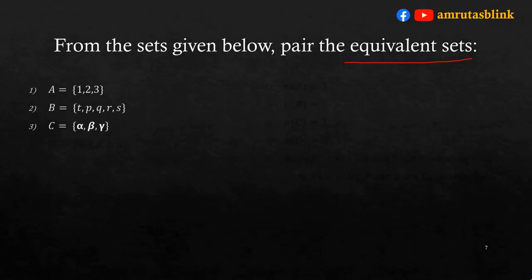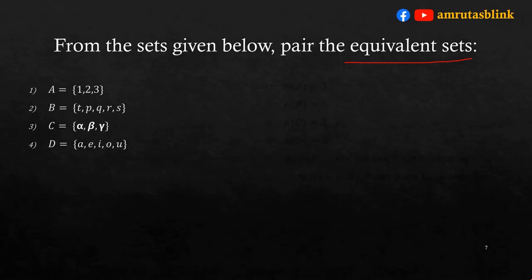First is again A is equal to {1, 2, 3}. B is equal to {T, P, Q, R, S}. C is equal to {alpha, beta, gamma}. And D is equal to {A, E, I, O, U}. Now we'll find out the cardinality of each set.